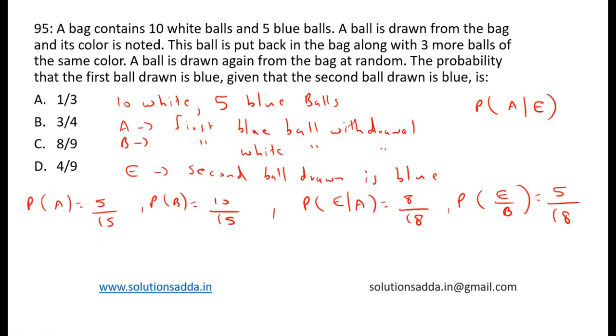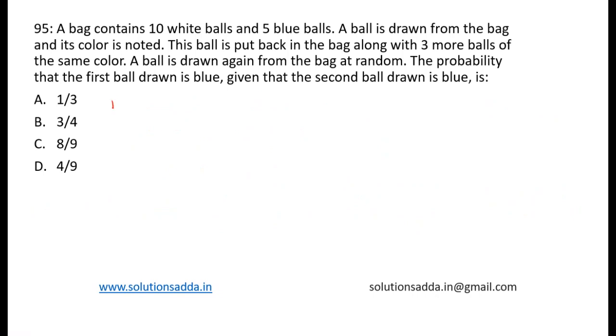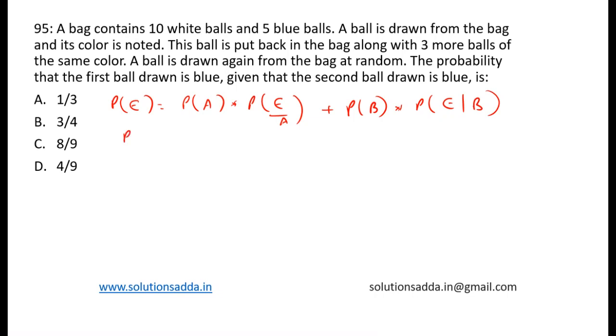Now from the rule of total probability, we can calculate the probability of the second ball being blue as follows. P of E is equal to P of A into P of E given A plus P of B into P of E given B. So P of E is equal to 5 by 15 multiplied by 8 by 18 plus 10 by 15 into 5 by 18. This is P of E.